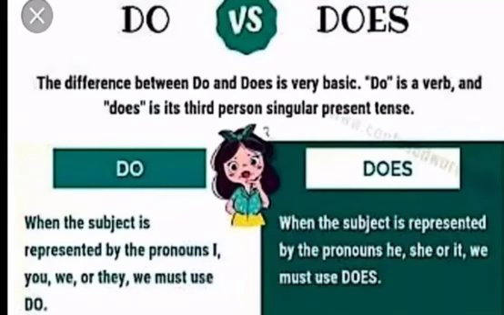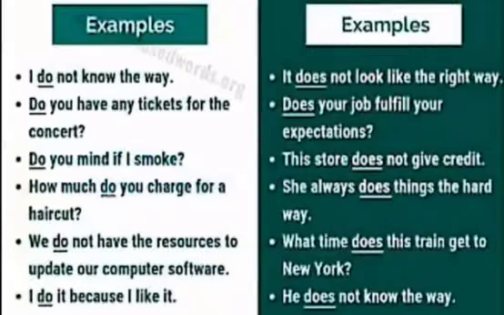Then does. When the subject is represented by the pronouns he, she or it, we must use does. He, she, it, what is that? That is third person singular. After the third person singular, whether questions or answers, we should use does. Examples: it does not look like the right way. It represents third person singular.